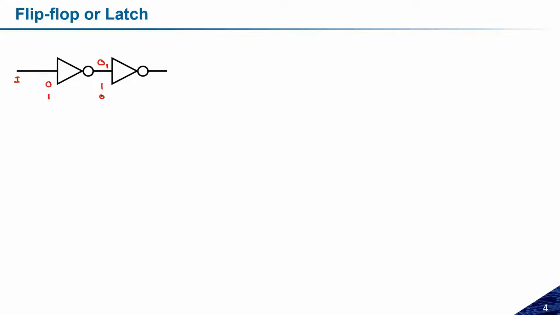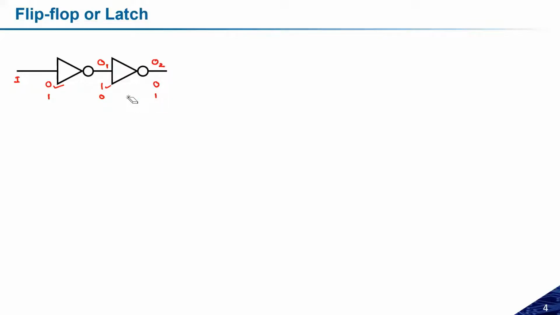Now let us try to see. If I give 0, then I will get 1, and because it is again connected to one more inverter, the output will again be 0. And in this case the output will be 1. Let us consider this is the output 2.